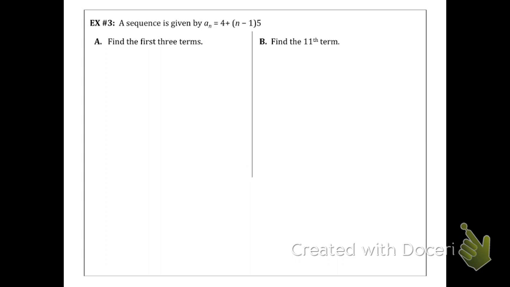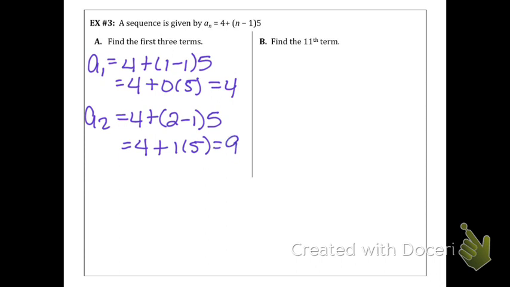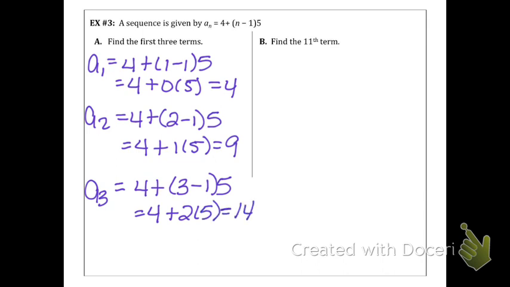All right, example 3. The sequence is given by a sub n equals 4 plus n minus 1 times 5. Find the first 3 terms. So a sub 1: 4 plus 1 minus 1 times 5, which is 4 plus 0 times 5, which is 4. A sub 2, so plug in now 2 for n. So we get 4 plus 1 times 5, which is 9. And then for the third term, we're going to plug in a 3 for n. So it gets 4 plus 2 times 5, which is 14.